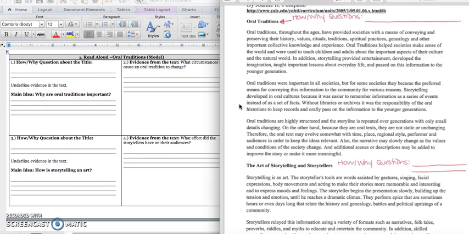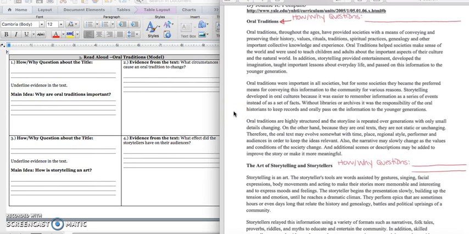Keep going. Storytelling developed in oral cultures because it was easy to remember information as a series of events instead of a set of facts. Underline that part that says because it was easier to remember information.